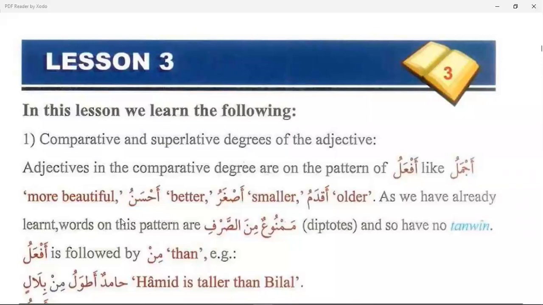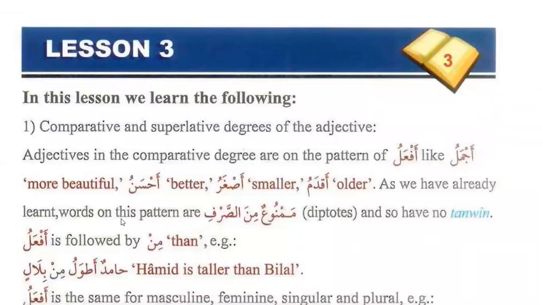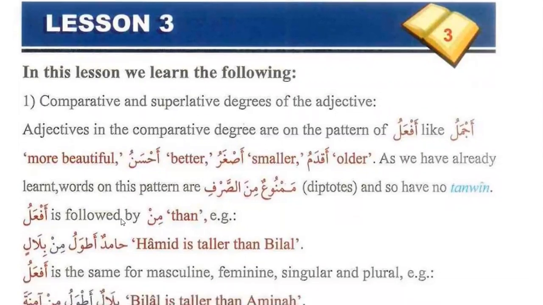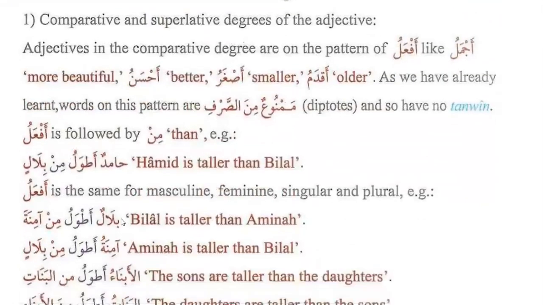Okay. Lesson 3. In this lesson, we learn the following: comparative and superlative degrees of the adjective. Adjectives in the comparative degree are on the pattern of afalu, like ajmalu, more beautiful; ahsanu, better; asgharu, smaller; aqdamu, older. As we have already learnt, words on this pattern are mamnu min as-sarf, diptotes, and so have no tanween.